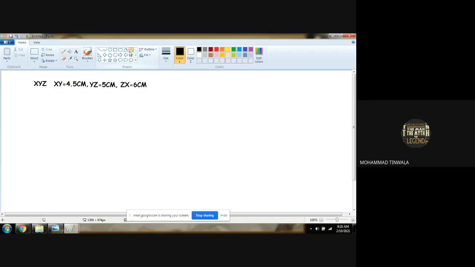So what will we do? Are you all getting my voice? We have to construct triangle XYZ. So in rough, we have to compulsorily make a diagram, so that you know what things we have to go through. So X, Y and Z we have to construct. XY is 4.5 centimeter, YZ is 5 centimeter, and ZX is 6 centimeter. Understood? Does anybody have any doubt with this?